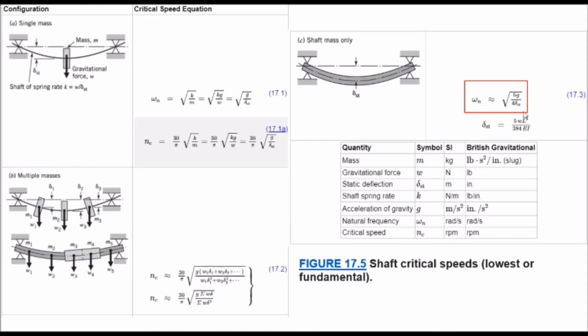So we go over to the right for our equation for critical speed. We find now we have these relationships down here that give us our equation for critical speed. So this is equal to the square root of 5g over 4 times our delta st, which again our delta st is given to us as 5wl to the fourth over 384 EI.